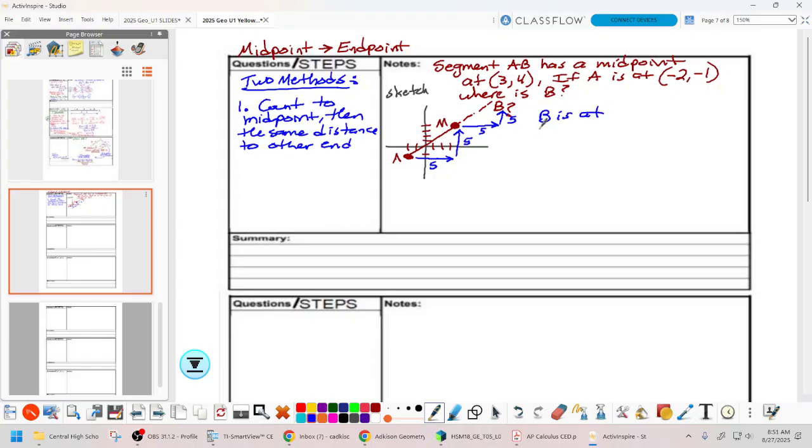Okay, so we go from the midpoint. So actually let me write that first. From the midpoint, B is up or over, let's be specific and say right 5 and up 5. So B is at 8, 9. Good job, Parker, thanks. Okay? That's the easy and fast way if there's whole numbers involved, which will often be true. Okay, second method.